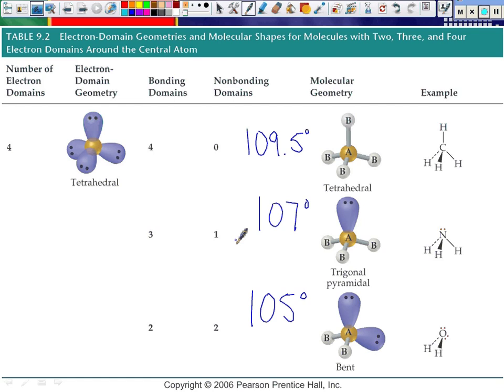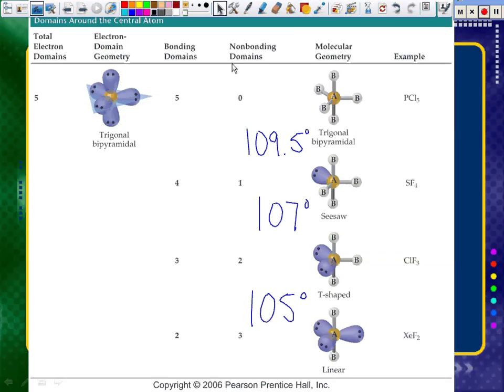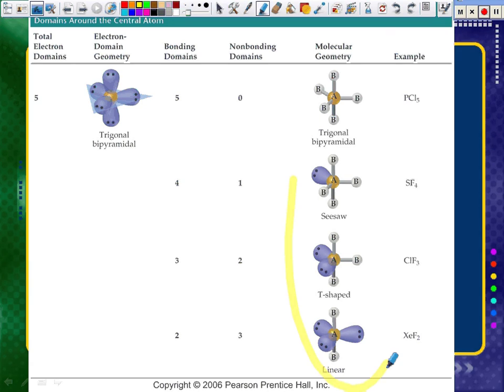Now, these next two slides are going to have some models that you are not required to know, but I don't want you to ever get to college or see it online or look at a worksheet and freak out and say, hey, he didn't teach me everything. I'm okay with not teaching you all of these because look at these three: seesaw, T-shaped, and linear. You don't have to know those. The only one you have to know on this one is the top one.